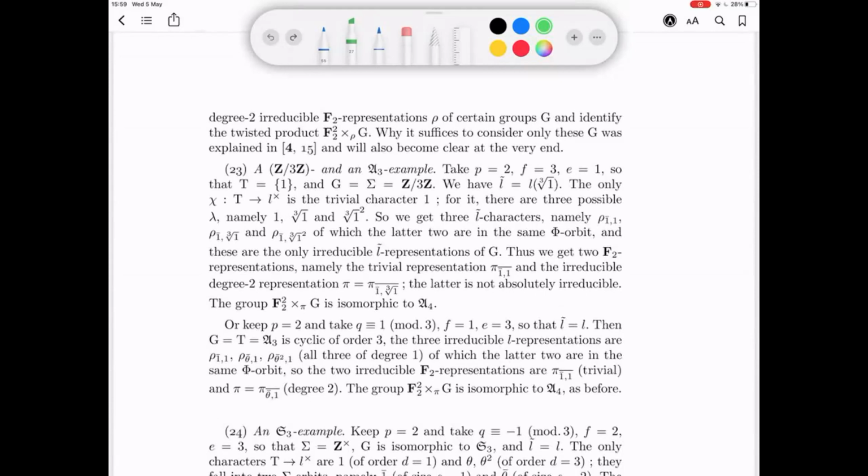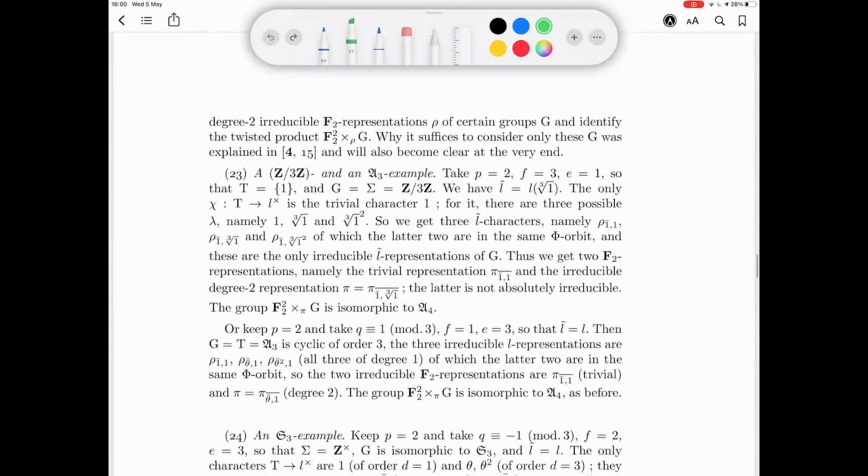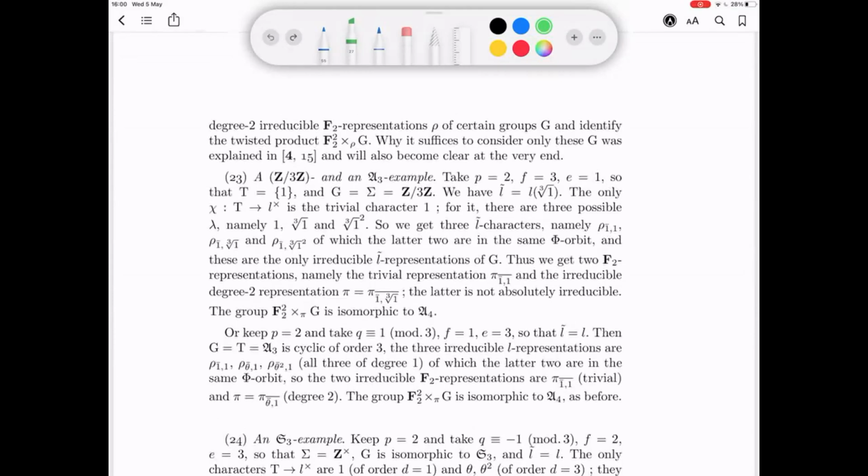The difference between these two is that Z mod 3 is the quotient in the sense that it is a canonical generator. Here F is 3 and E is 1. Whereas in the A_3 example, F is 1 and E is 3.